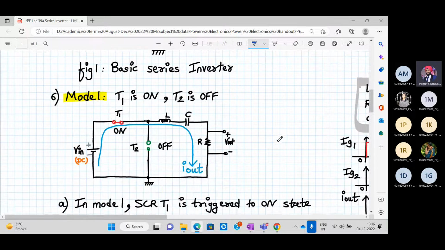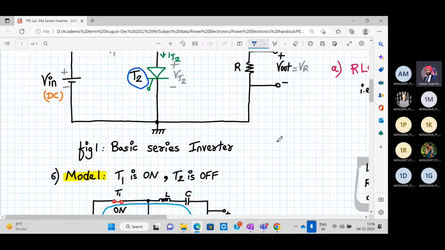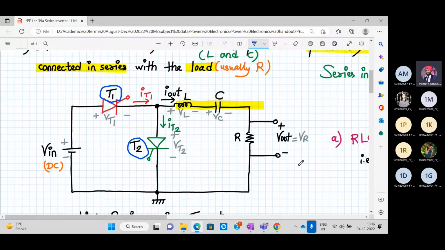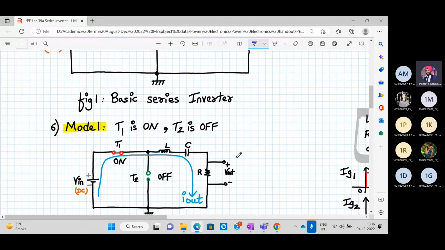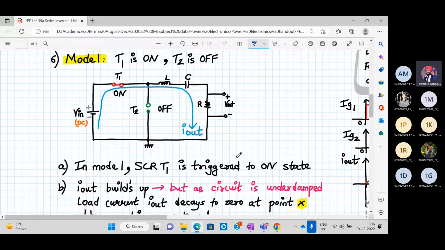Alright, so based on this, we'll go to mode 1. We know that it's an RLC circuit, so it will produce underdamped oscillations like this. But only the first period is enough. The first period will have proper amplitude; from the next period onwards, the amplitude will go on diminishing, and we require only the first period. So in mode 1, we keep T1 on, T2 off, and we have an RLC circuit over here.